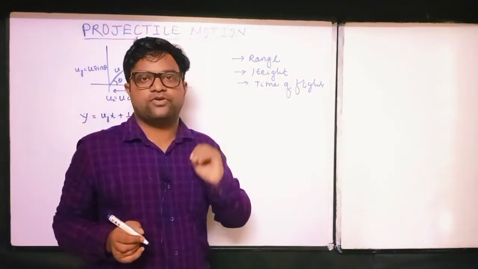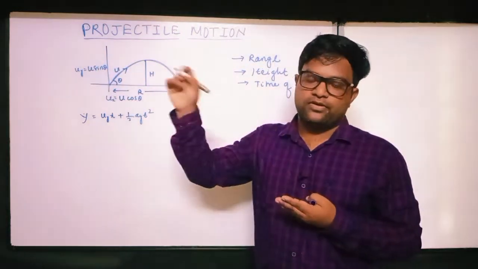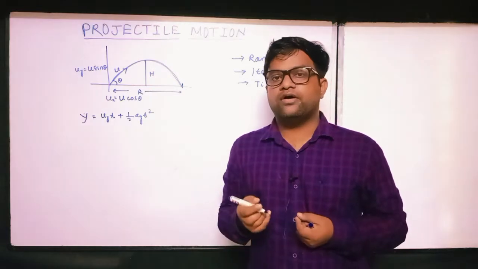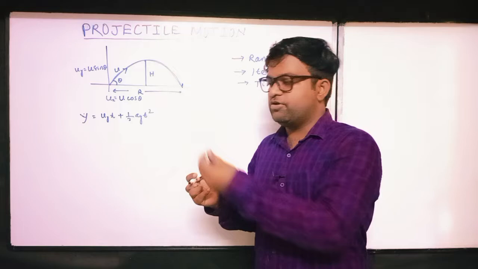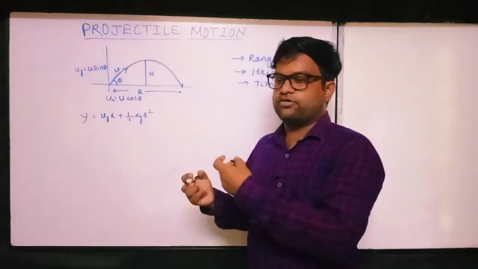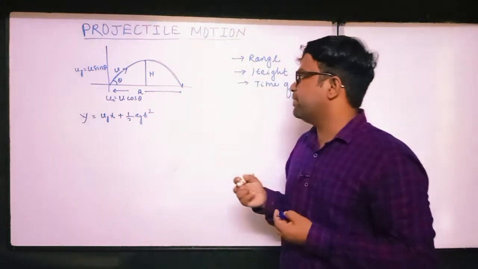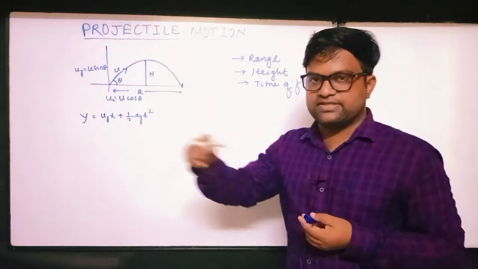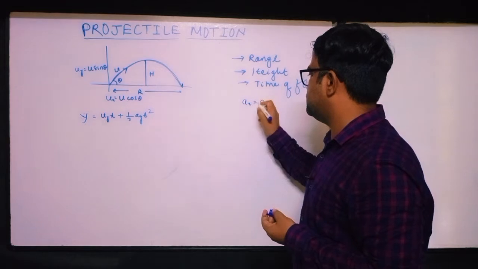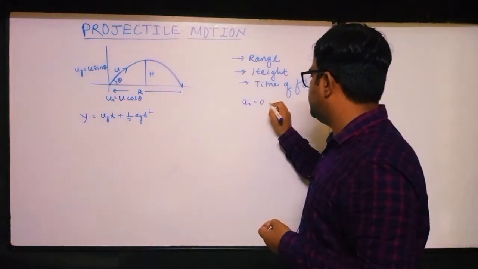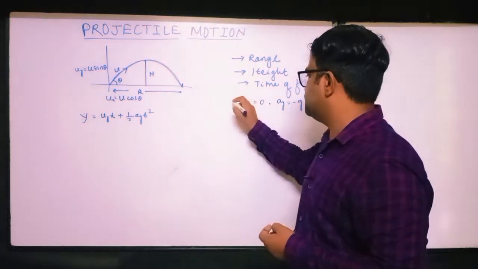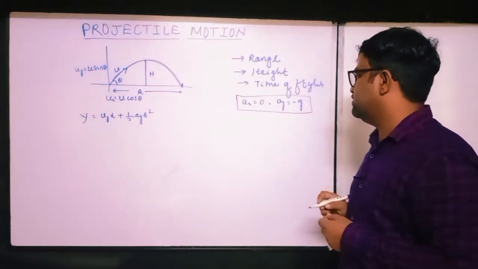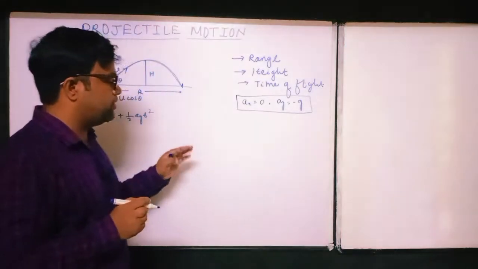Now two assumptions we will take for this projectile motion. One is that when the object is traveling in the air, we of course neglect the air resistance. Second, as it is moving under the action of gravity only, there is no external force acting on the object when it is in the air or during its motion. So we will write that there is no component of acceleration along the x-axis. So we will write a_x equal to 0, only gravity is pulling and the motion is upward, so we will write a_y is minus g. These things we will take as our basic requirement. So here you can see a_x is 0, a_y is minus g.